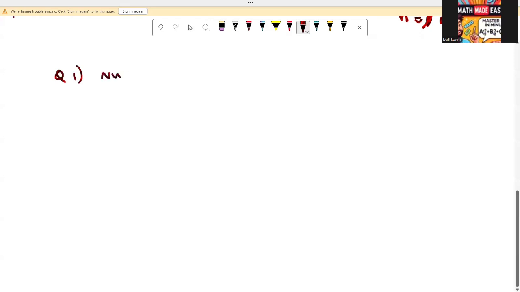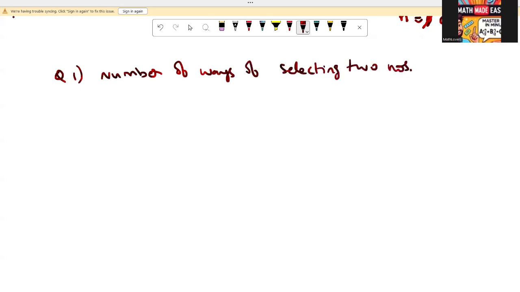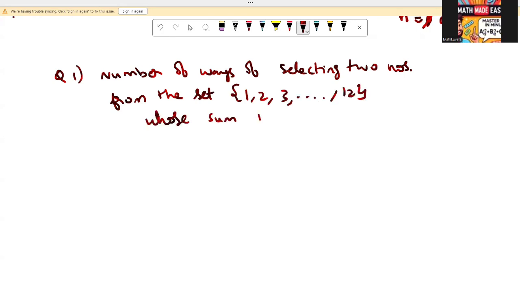Today I got a very interesting question. The question is: the number of ways of selecting two numbers from the set 1, 2, 3, and so on till 12, whose sum is divisible by 3. So you can understand here, this set of 12 numbers can be categorized easily into three groups.